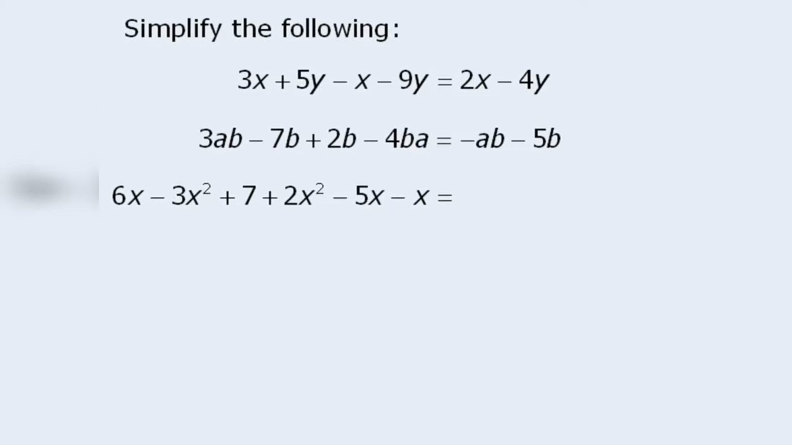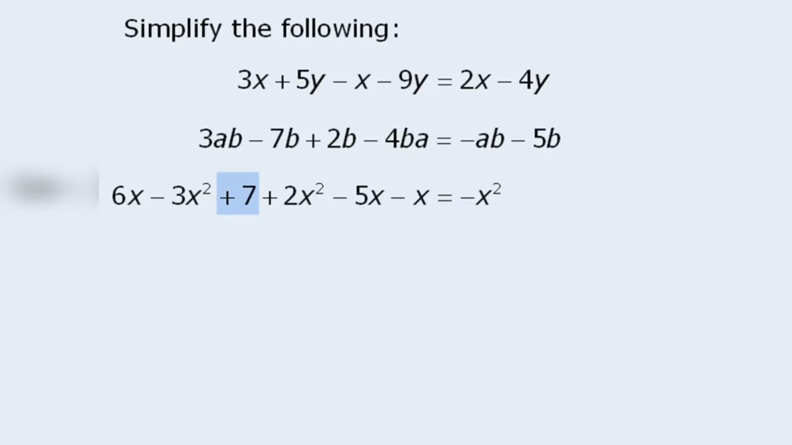For this last one, let's first collect the terms with x squared. So here we have negative 3x squared, and we're going to add 2x squared, which equals negative 1x squared, or simply negative x squared. Next, we will collect the x terms. We have 6x minus 5x, which equals 1x, and then we subtract 1x, which leaves us with 0 x's. In other words, the x terms here cancel out completely.